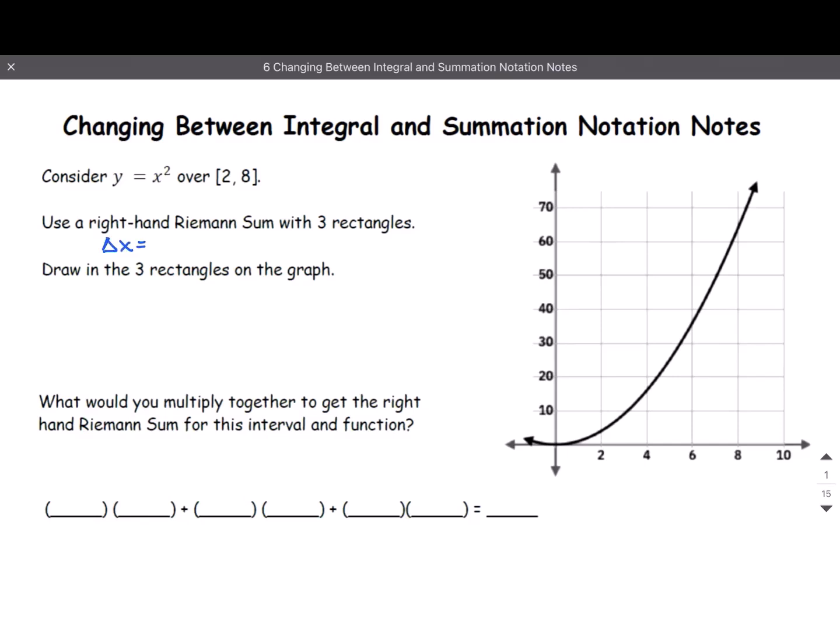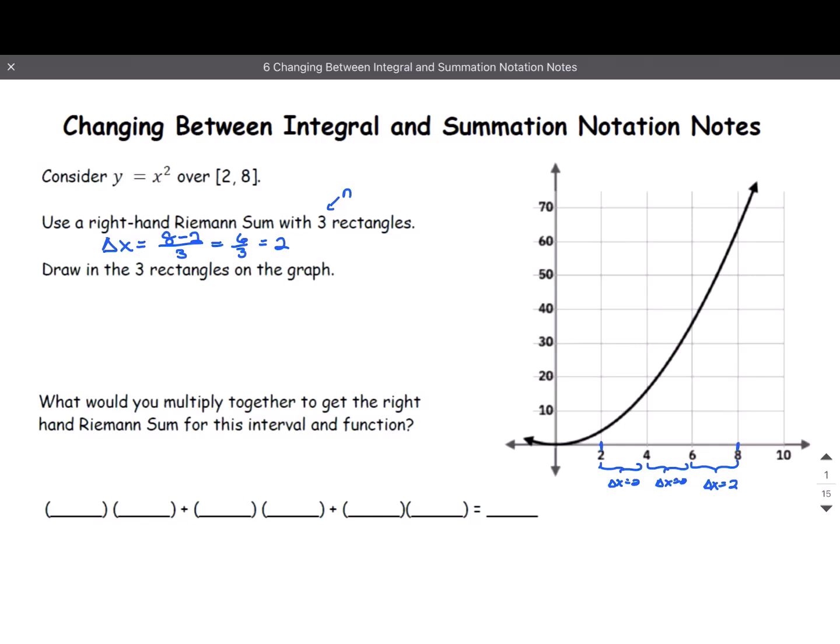So delta x would be b minus a, which in this case is 8 minus 2, divided by n, which is our 3. So that gives us 6 over 3, which is 2. And notice we're only going from 2 to 8, so we're not using the whole graph. And this base delta x is 2. This base delta x is 2. And this base delta x is 2.